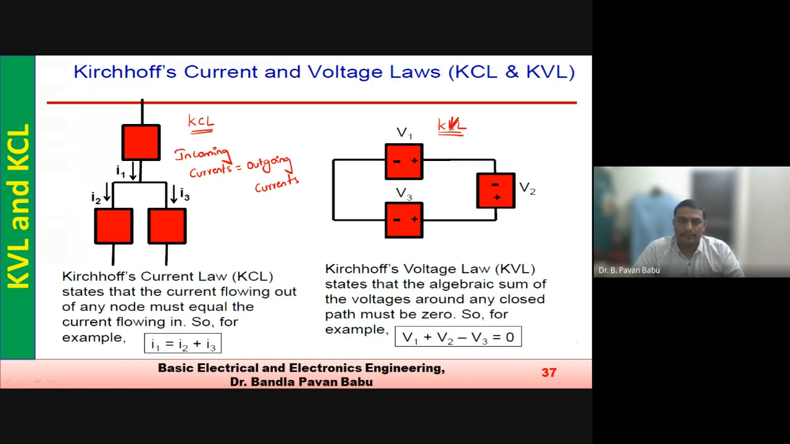This is KVL. Coming to KVL: the algebraic sum of all branch voltages around a closed path in a circuit is always zero at any instant of time. I have written the complete statement in the previous lecture. Please go through the session that I took before this. The algebraic sum of all branch voltages around a closed path in a circuit is always zero at any instant of time.